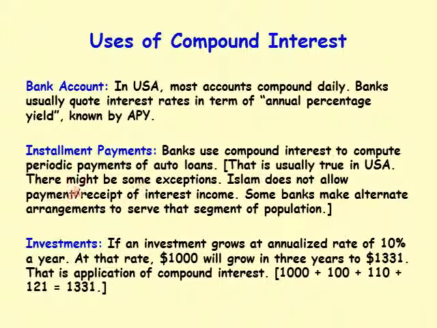Islam does not allow payment or receipt of interest income, and some banks make alternate arrangements to serve that segment of the population. There are some banks in New York that do that and have different arrangements, at least for mortgage loans. So banks use compound interest to compute periodic payments of auto loans, mortgage loans, and other term loans. Let's continue here.